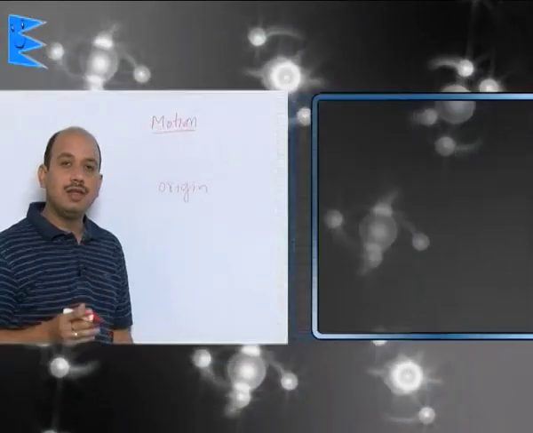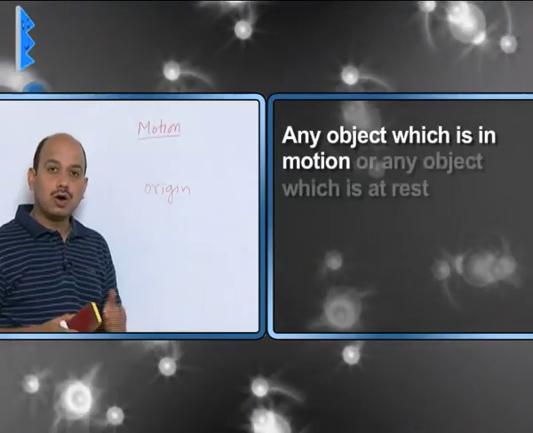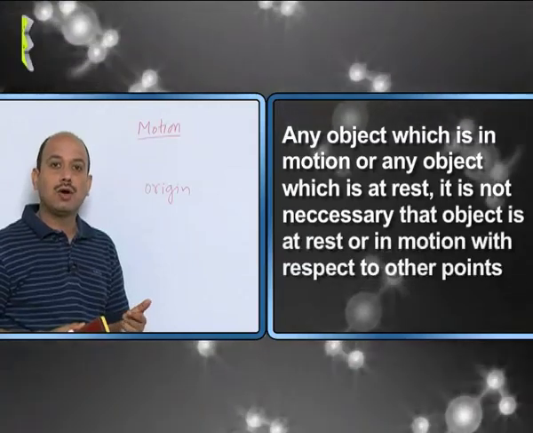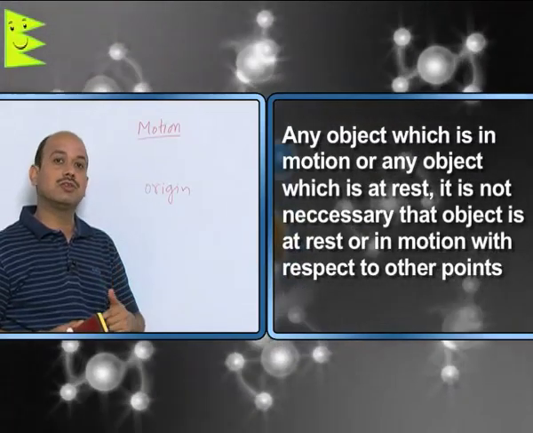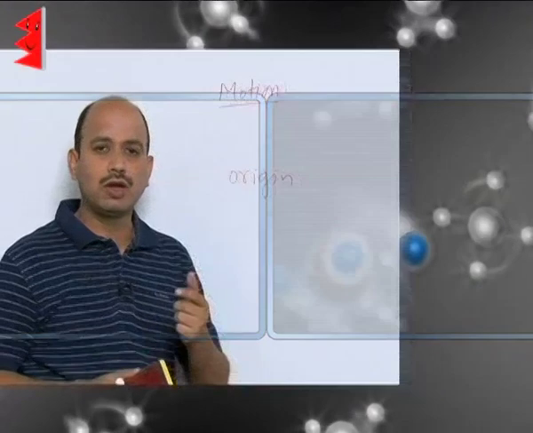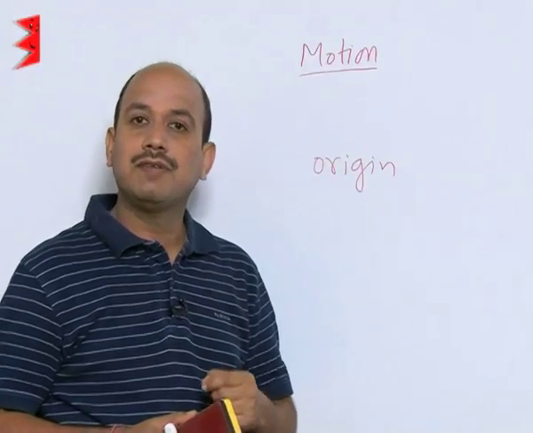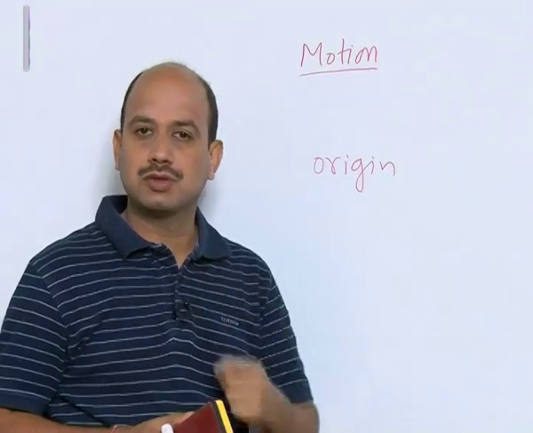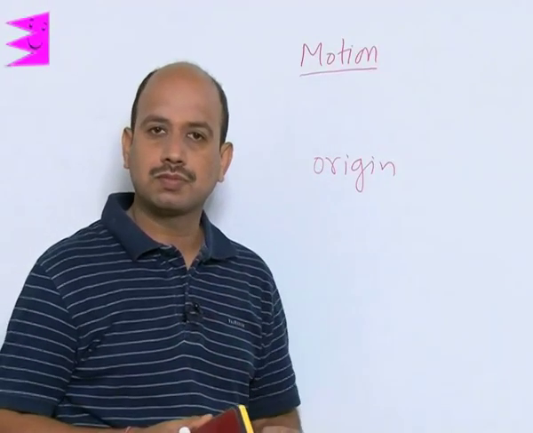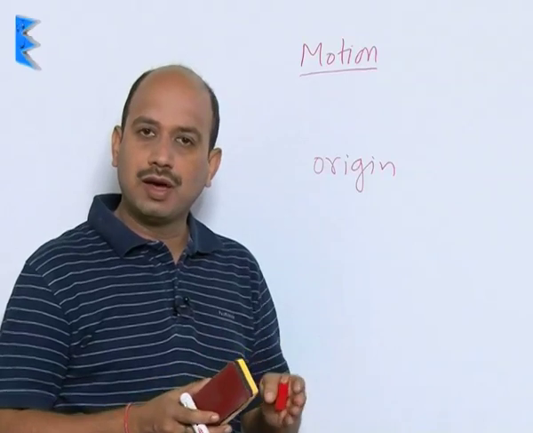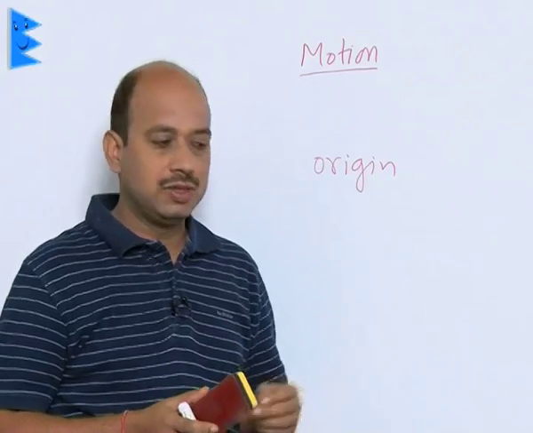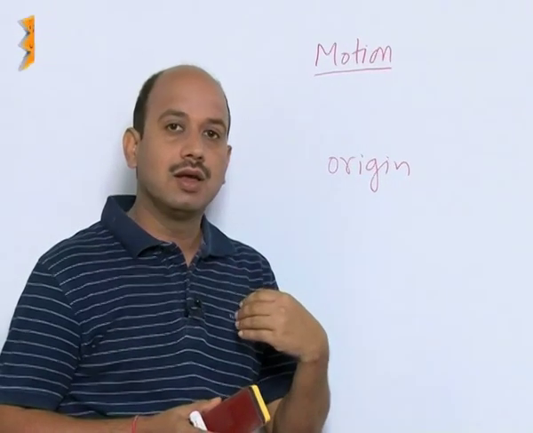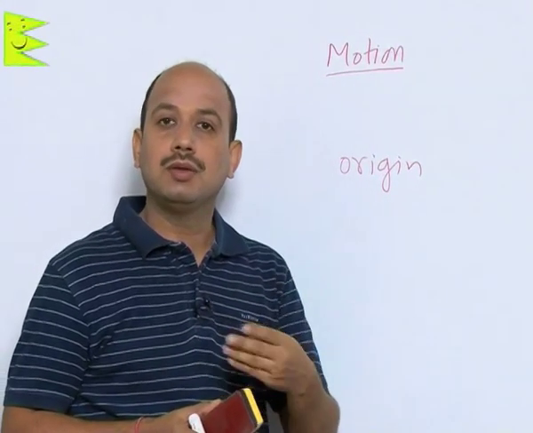So, see, for any object which is in motion or at rest, it is not necessary that the object is at rest or in motion with respect to other points. For example, if you are taking the reference point as the moon, somebody is on the moon and observing our position. We are standing in a classroom. So, both of us are at rest with respect to each other, but the person who is observing from the moon will find the earth is in motion. So, we are in motion.